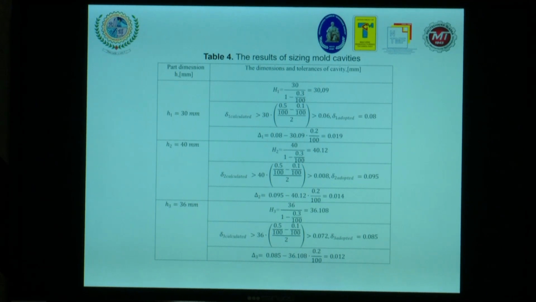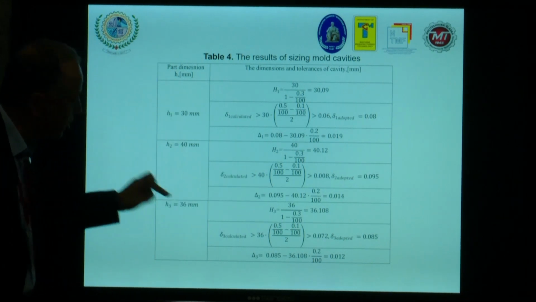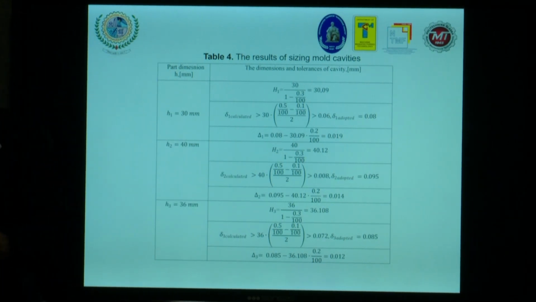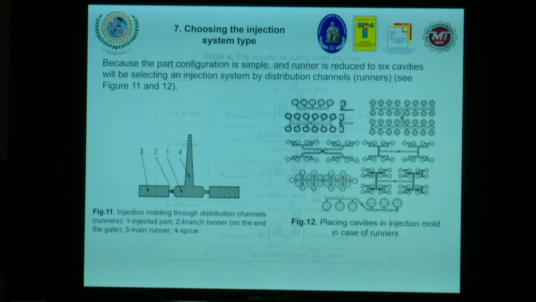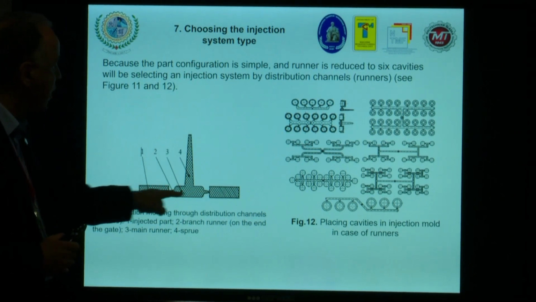You can see over there that all the calculus is compulsory to be done for all dimensions of the part: inner, outer, and height of the part. Of course, this is the simple one. In the case of a complex part, of course, there are more calculations to be done. Choosing the injection system type: in our case, because the part is a simple one, the runner is reduced to the 6 cavities. We will select an injection system by distribution channel.